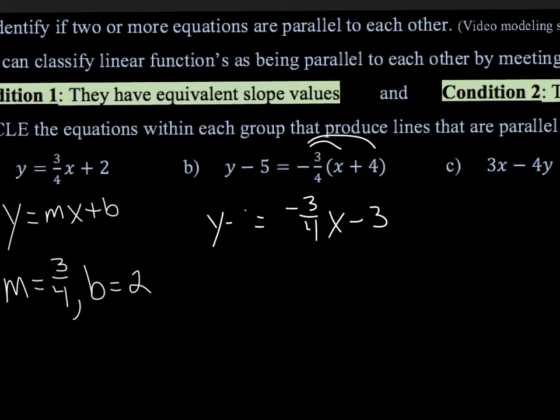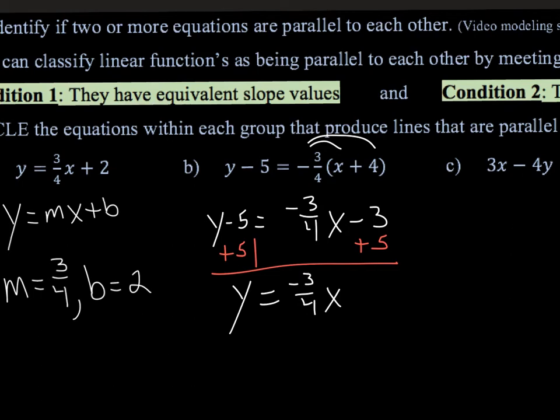Now I have y minus 5, and I'm looking to get this into slope-intercept form by isolating y. So I'd go ahead and undo subtraction by 5 by adding 5. Now I have the equation equivalently represented as y is equal to -3/4 times x, and the y-intercept of this function is +2. So I've identified the slope value, -3/4, and the y-intercept value of 2.